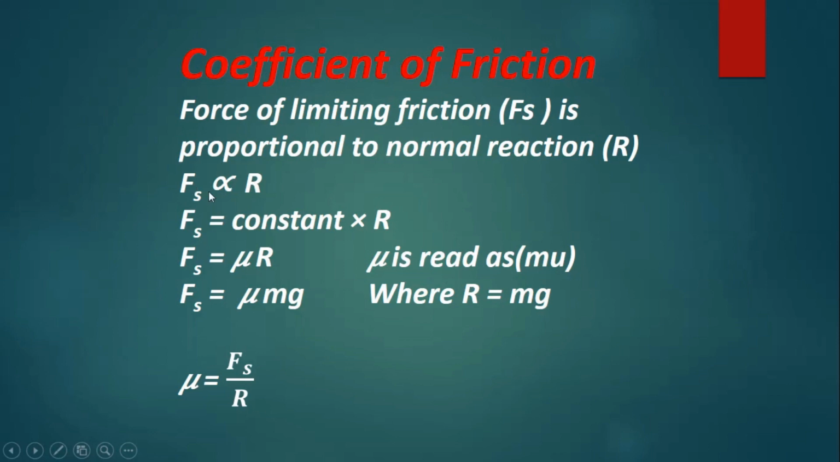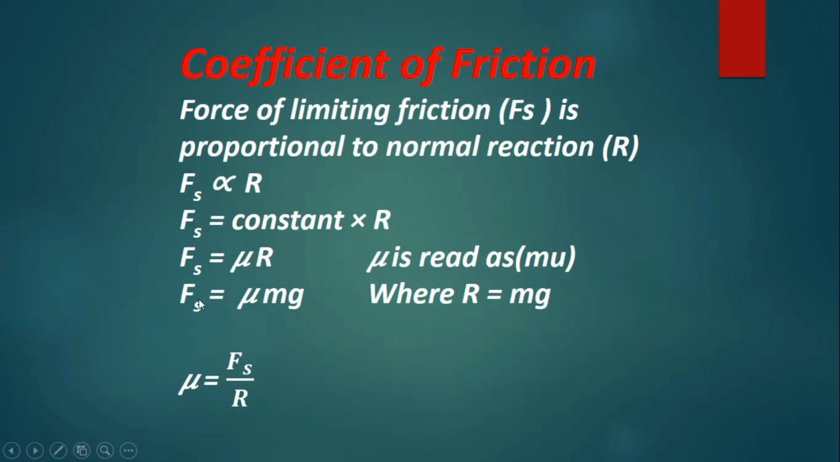Understand? Now this proportionality is changed to a constant. This constant is mu. Fs is equal to mu R. Clear? And you know R is equal to mg. What is mg? mg is the weight, where m is the mass and g is the gravity. What is the value of gravity? Yes, 10 meters per second squared.